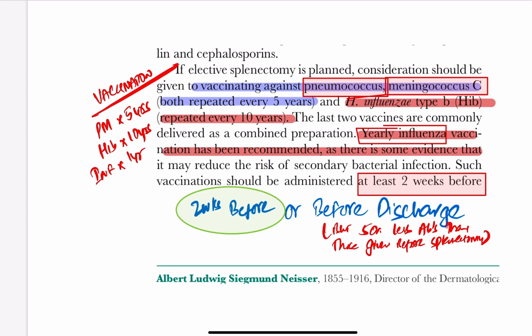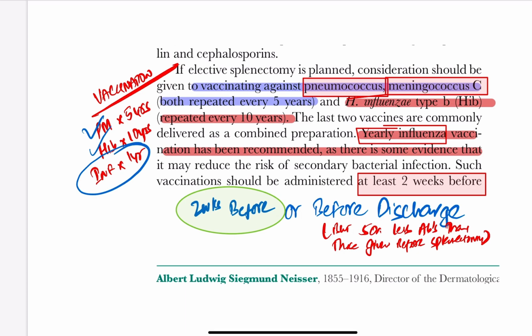So the pneumococcus and meningococcal vaccines have to be given every 5 years, the Haemophilus influenzae vaccine every 10 years, and the influenza flu vaccine has to be repeated annually. So this is the protocol that has to be followed after splenectomy. Prior to splenectomy, when exactly these vaccines have to be given is always a most frequently asked MCQ.